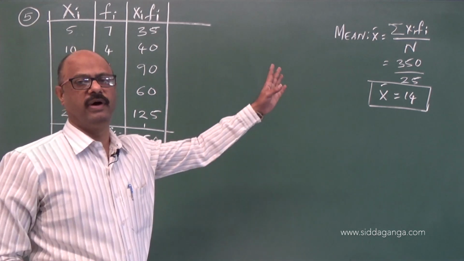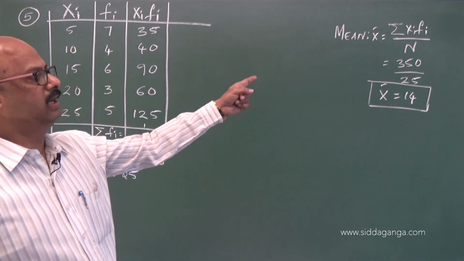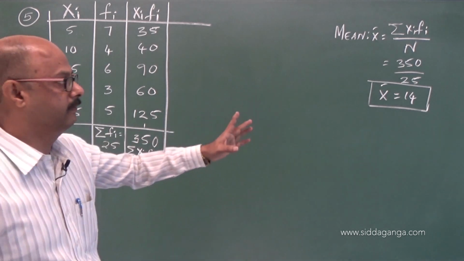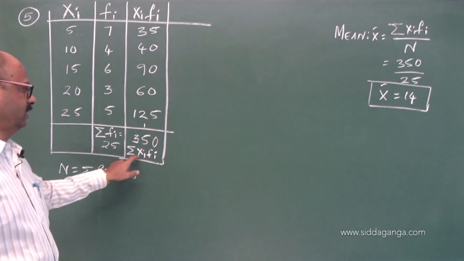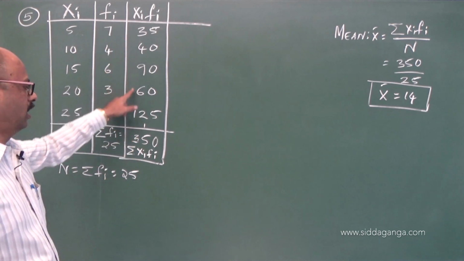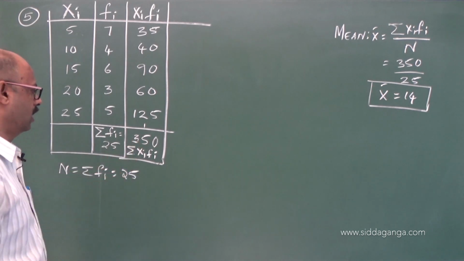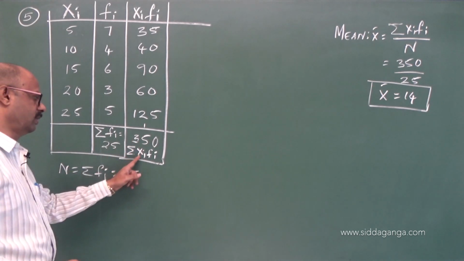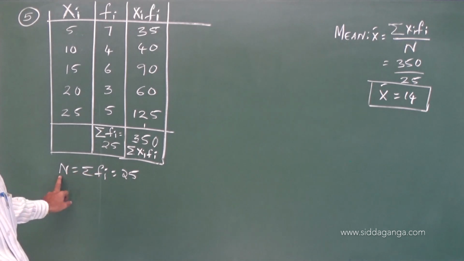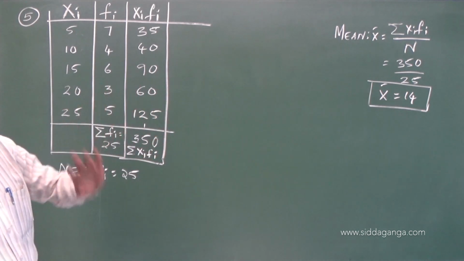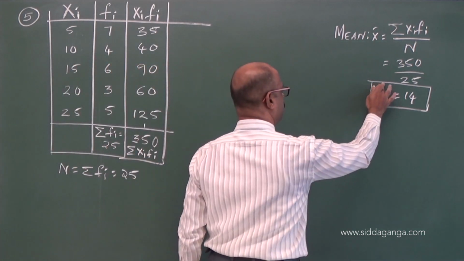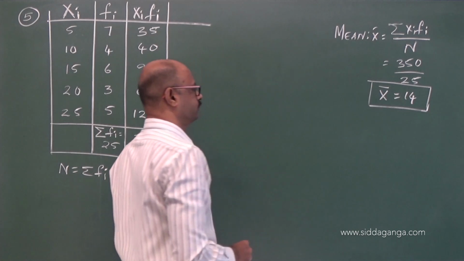Mean is given by the formula summation xi fi divided by capital N. Summation xi fi is 350, the addition of all the xi fi's, and sigma fi, capital N, is 25. You divide, you will get the mean. Mean is denoted by x bar like this.